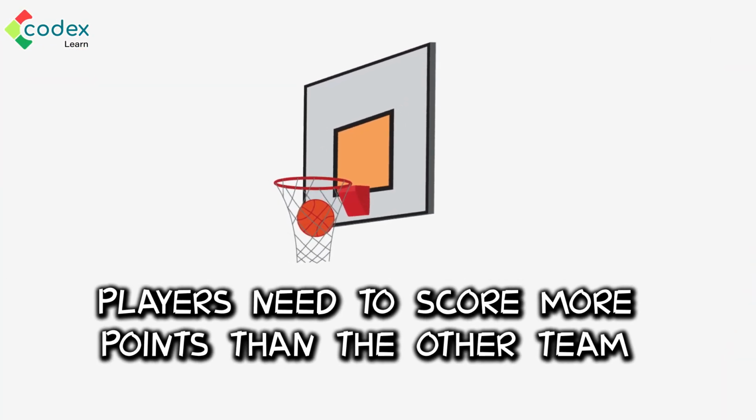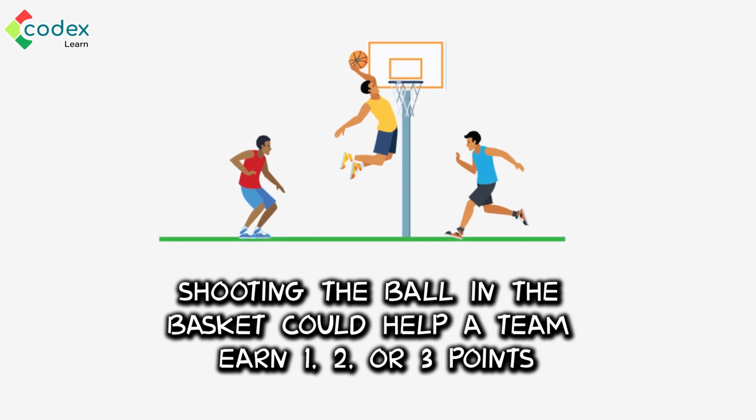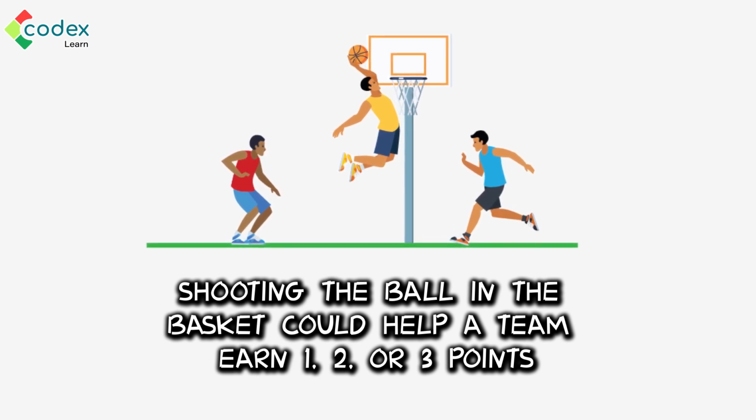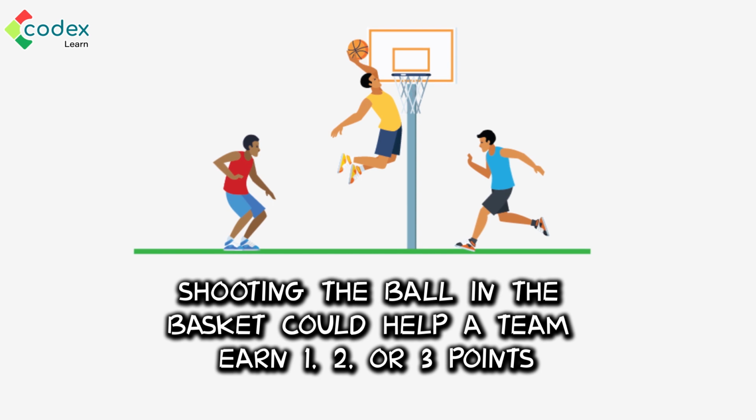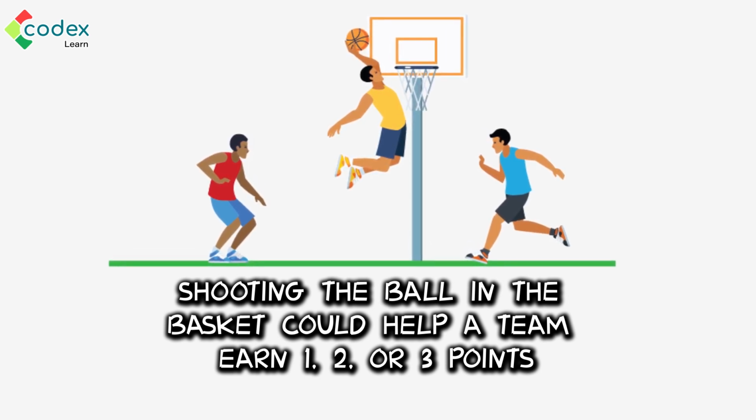In the game of basketball, players need to score more points than the other team by shooting the ball in the basket. Shooting the ball in the basket will help the team win 1, 2, or 3 points. You get points by shooting the ball into the opponent's basket. The team with the most points at the end of the game wins.